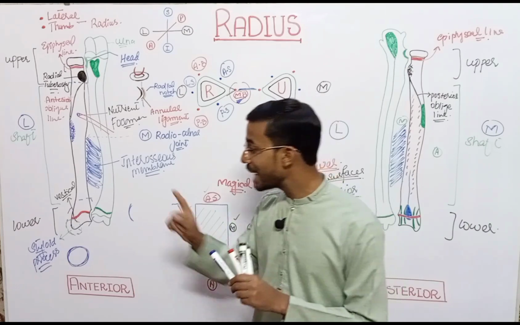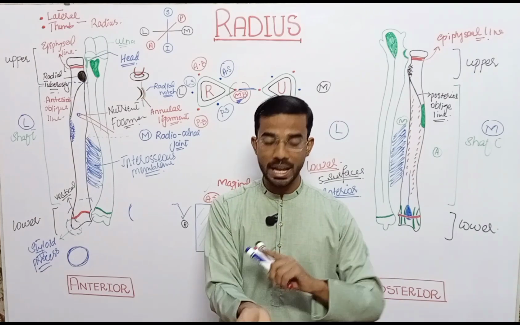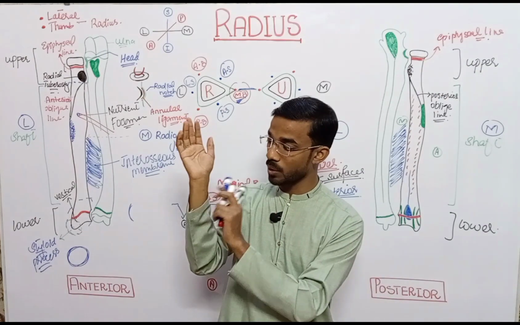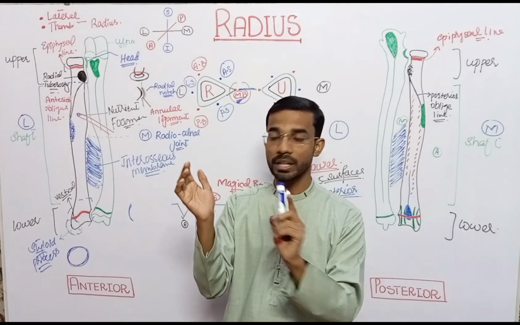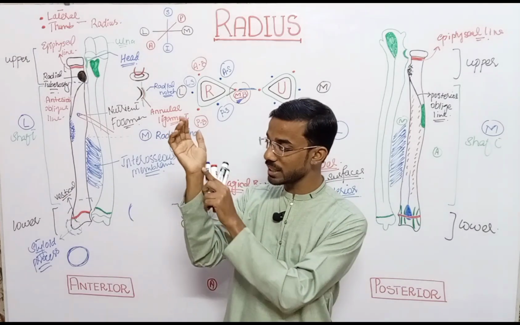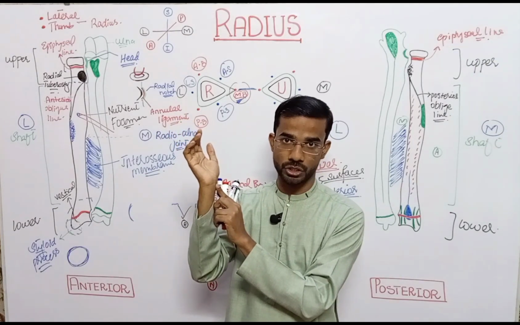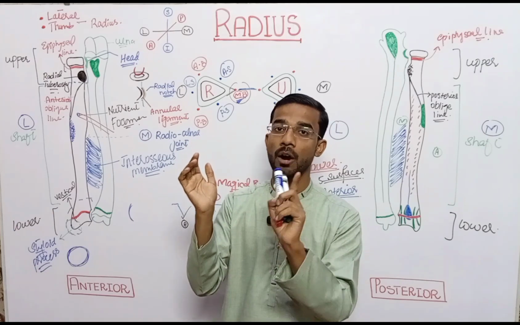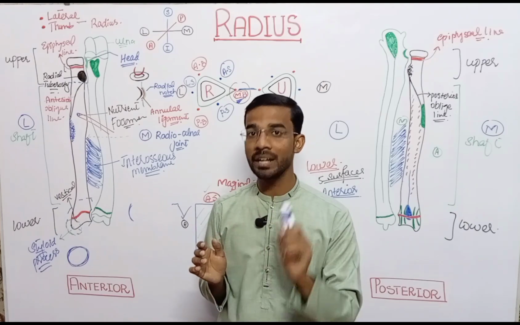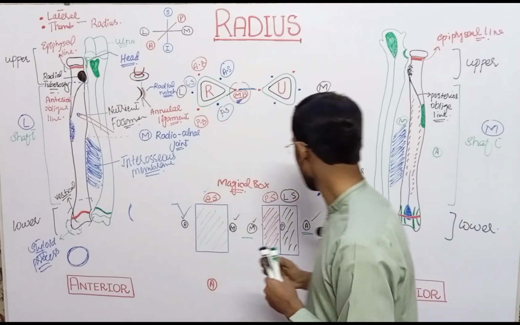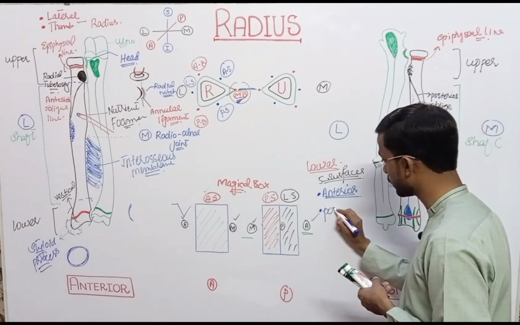In the anterior view you can easily palpate the radial artery in that region. This region is very much important because of the presence of the radial artery, which can easily be palpated there. The next surface we will discuss is the posterior.